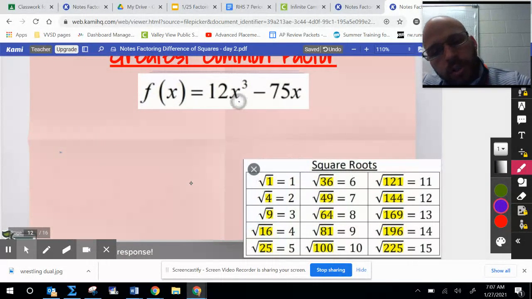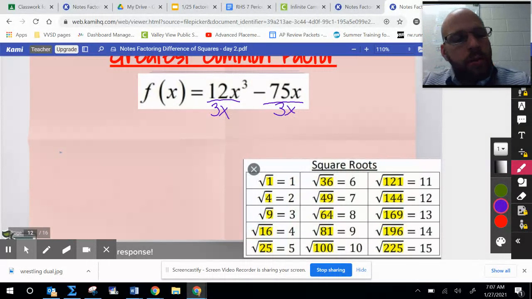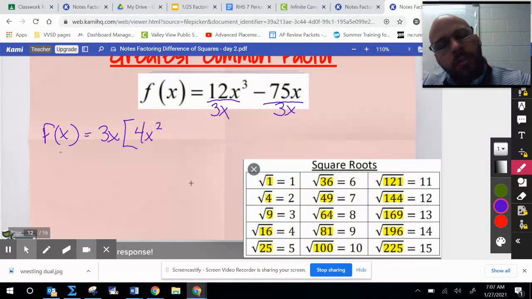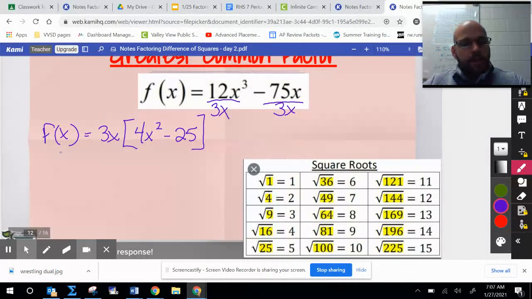So what I do want to do is take out a greatest common factor. The biggest number that can divide 12 and 75 is 3. So I'm going to take a 3x out of each one of these. Now watch what happens. I'm going to have that 3x out front. 12 divided by 3 is 4. X cubed divided by x is x squared. Minus 75 divided by 3 is 25. And there wouldn't be any x's left.